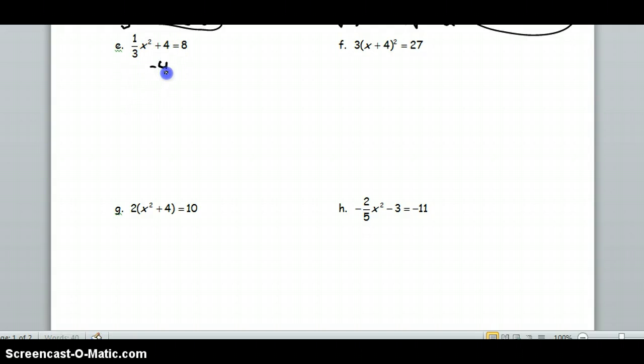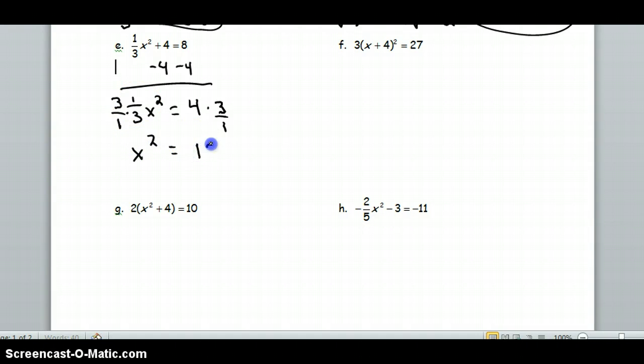So I'll subtract 4 from this. So 1/3 x squared will equal 8 minus 4, which is 4. And now, whenever I want to get rid of a 1/3, I can multiply both sides by the reciprocal. So I'm going to multiply times 3 over 1. And so this will become x squared equals 12.